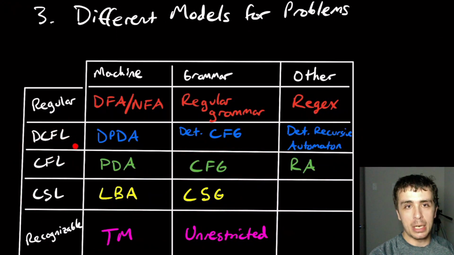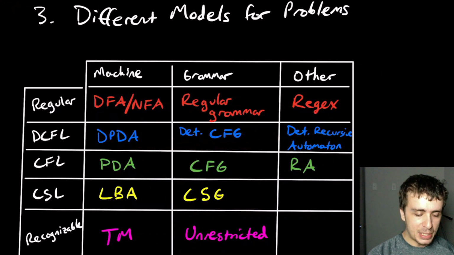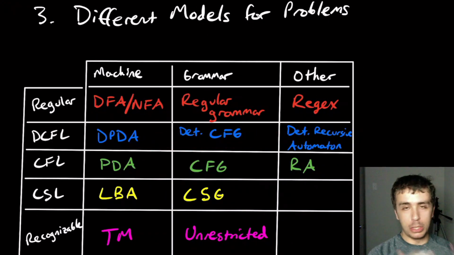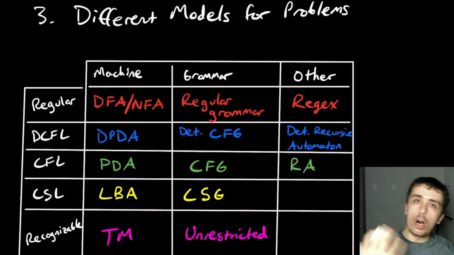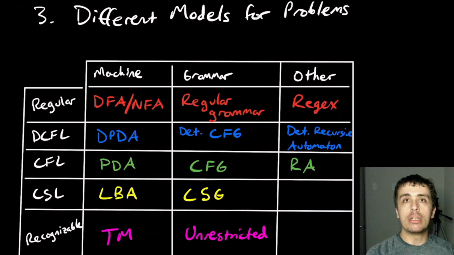So I have deterministic context-free, context-sensitive, which is usually not taught in intro theory, but I'm including it anyway, and recognizable. So here, the deterministic context-free are the blue guys, and all of them are equivalent to each other, so there's a procedure to convert from one to another. The green ones are equivalent, and the yellow ones are equivalent, and the pink ones are equivalent. So you can always convert from one to the other. And depending on the problem that you're interested in, you can always just switch from one to the other. And so that is the third reason.